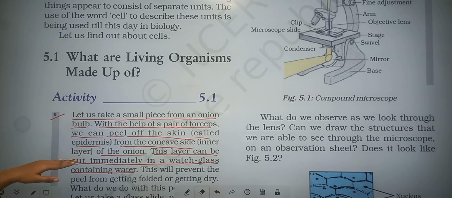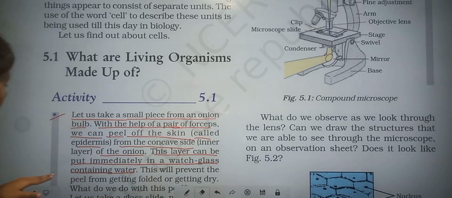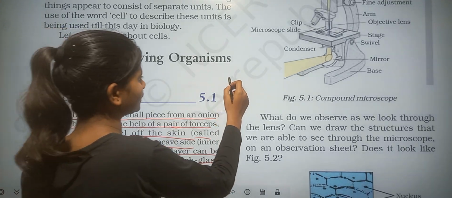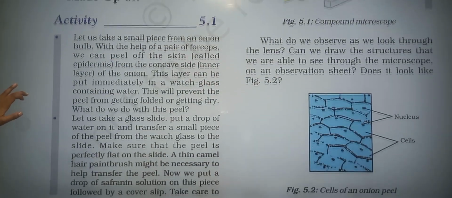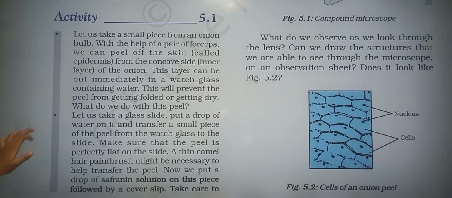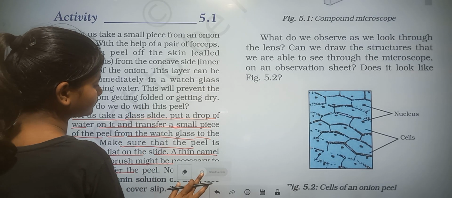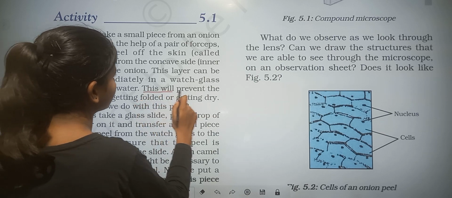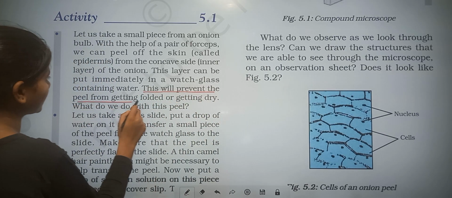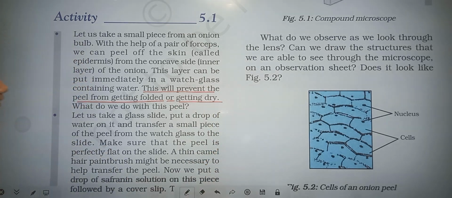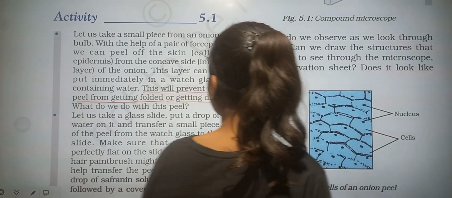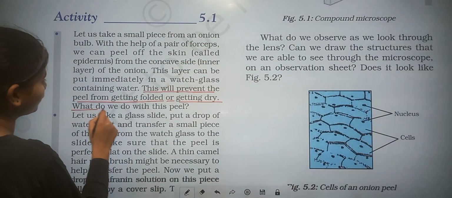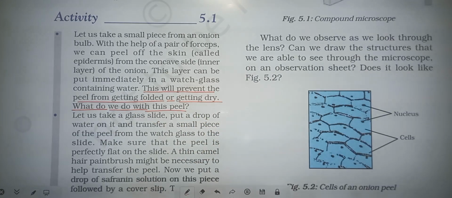This layer can be put immediately in the watch glass containing water. It means put it in a watch glass which contains water. Okay. This will prevent the peel from getting folded or getting dry. What do we do with this peel?